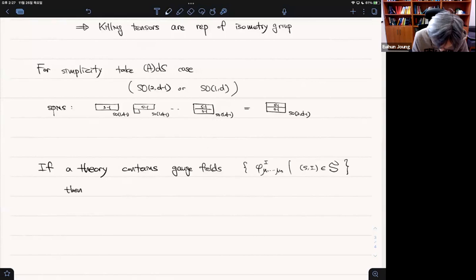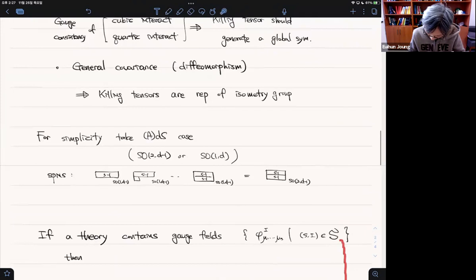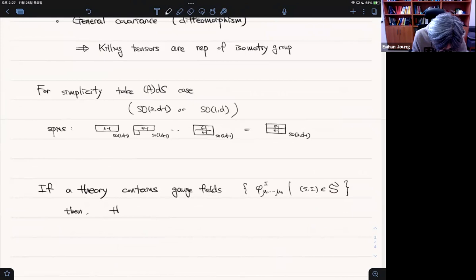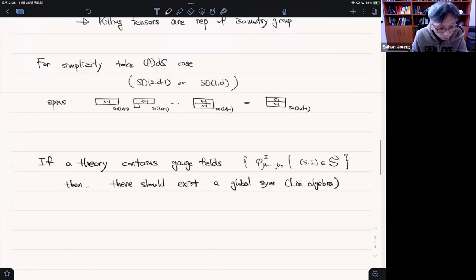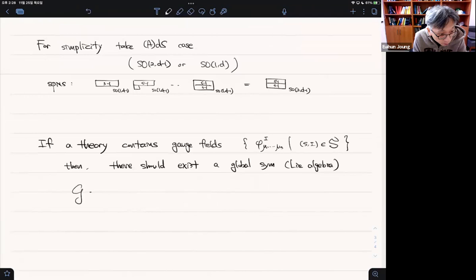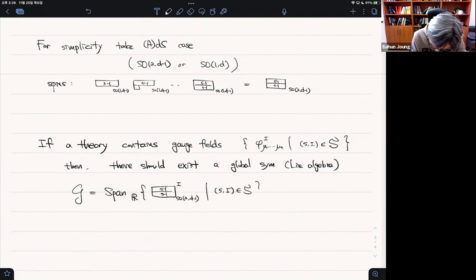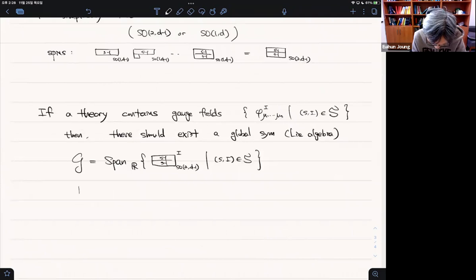But more generally, we can consider this situation. Then there should exist a global symmetry. So it's a Lie algebra, say G, spanned by these generators, where I is the additional label. So we should have this global symmetry, and this we will call a higher spin algebra.